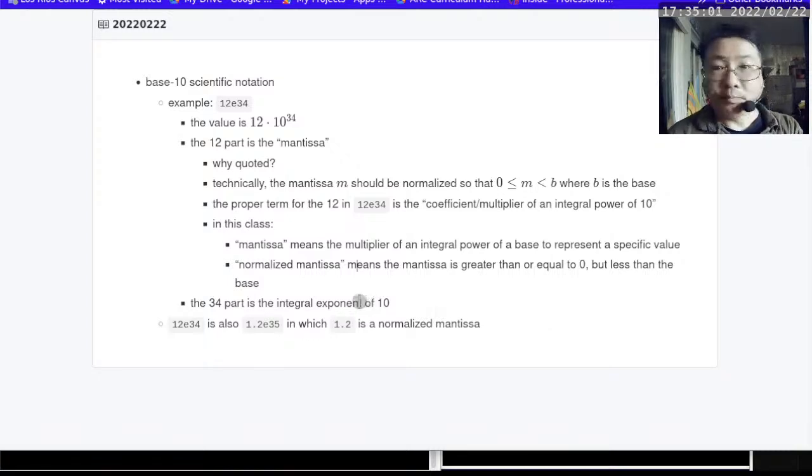All right, excellent. So the 34 part, in this case, is really the integral. In this case, integral has nothing to do with calculus. It simply means that it is an integer value that serves as the exponent of 10. So 12E34 is also 1.2E35, because in order to represent the same value, when you divide the mantissa by 10, you have to make up for the division by 10 by changing the exponent of 10 and bumping it up by 1. This way we preserve the value that we want to represent.